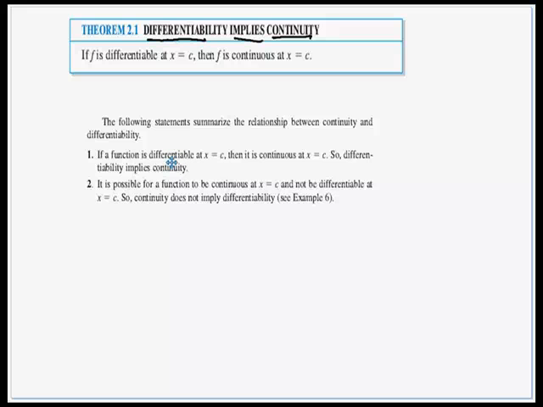That makes a very good, maybe true and false question for a test, wouldn't it? If it's differentiable, then it's continuous. The converse is not true. So, it's summarized down here below. The following statements summarize the relationship between them. If a function is differentiable at a point, it's continuous at the same point, so differentiability implies continuity. It is possible for a function to be continuous at a point and not be differentiable. So continuity does not imply differentiability.